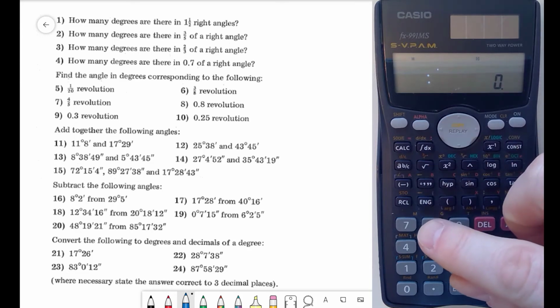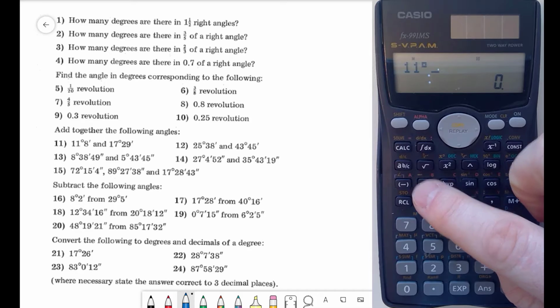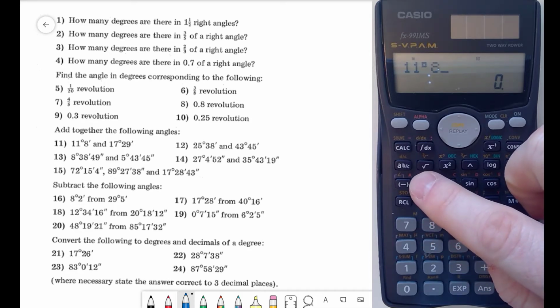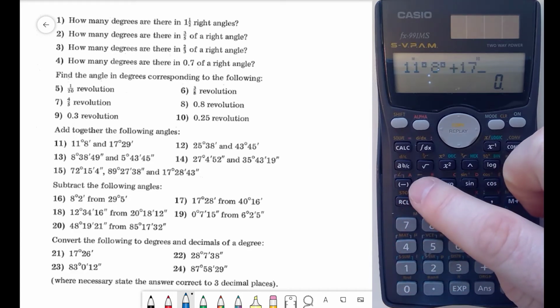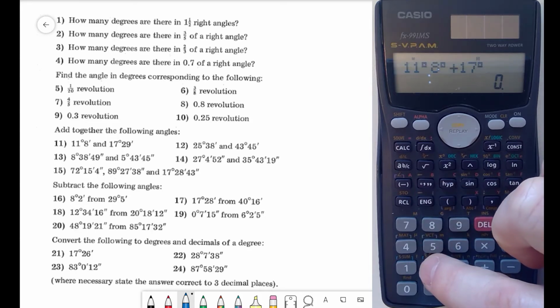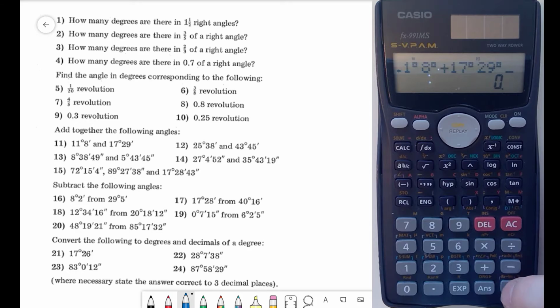So for question 11 then, I'm going to type in 11, press my degrees minutes seconds button, now 8, press my degrees minutes seconds button again, and now simply add 17 degrees minutes seconds and then 29 degrees minutes seconds, and then press equals. So my answer here to question 11 is 28 degrees 37 minutes, and of course there are 0 seconds. So that's all there is to adding angles together when they're in this format.